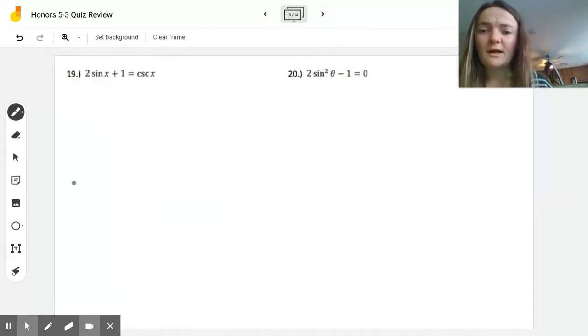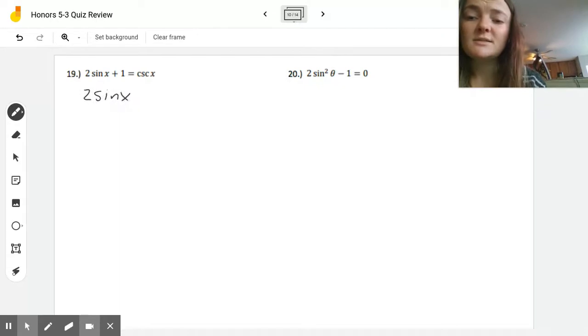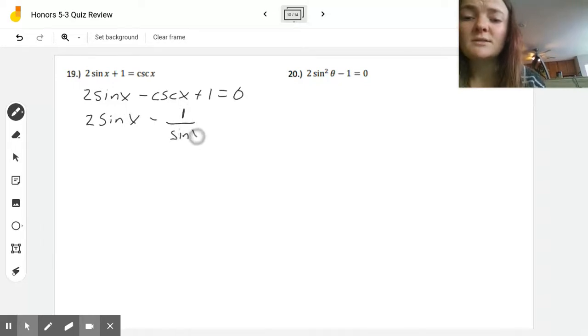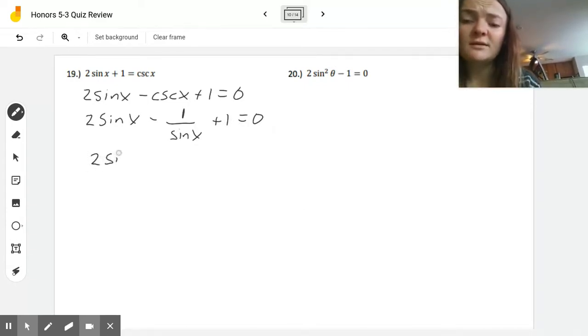All right, 2 sine x plus 1 is equal to cosecant of x. What I might do here, if I'm thinking about things that I can do, is write this one in terms of sines and cosines, and see what I can do. So I have 2 sine x minus cosecant x plus 1 is equal to 0. If I write this as 2 sine x minus 1 over sine x plus 1 is equal to 0, I could get everything in terms of sine x in the denominator. So if I multiply everything by sine x, I get 2 sine squared x minus 1 plus sine x, and that's all over sine x. So I just multiplied everything by sine x.